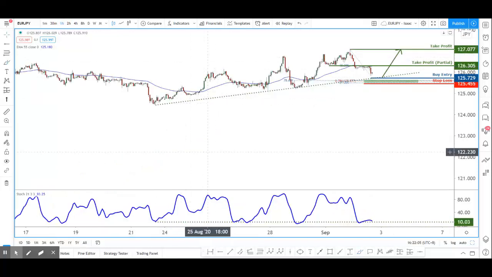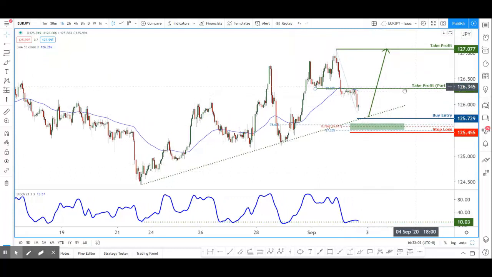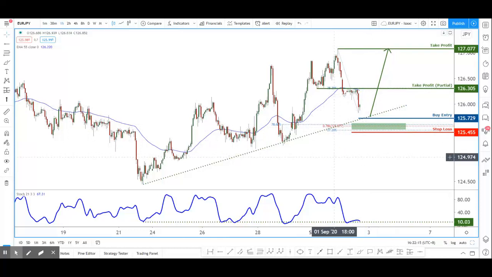I'm just going to zoom in on the 1 hour to make things clearer for you guys. Again, the take profit here falls in line with the moving average resistance, so this is definitely a good bounce to play as well.